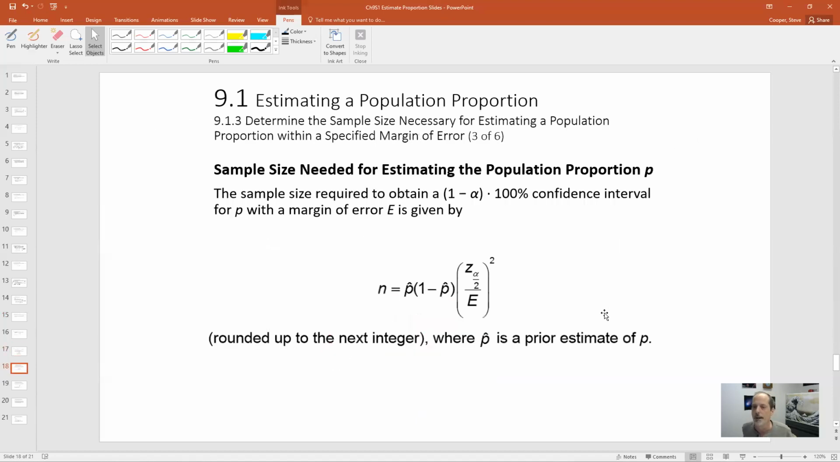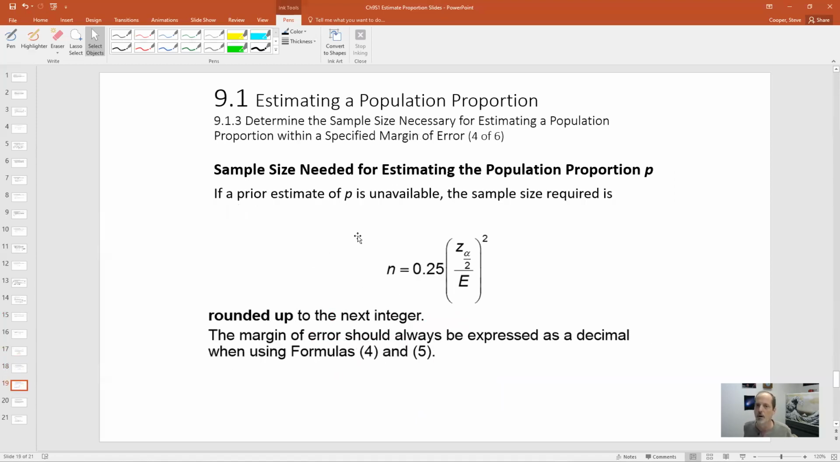Okay, the other thing you want to do is just round your result up to the next integer, because you're talking about the size of a sample and you can't get a portion of an individual from your sample. Okay, so let's say that a prior estimate of p is not available. Then we'll use this formula here.